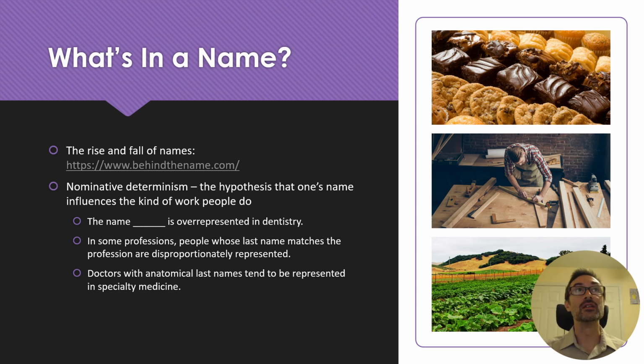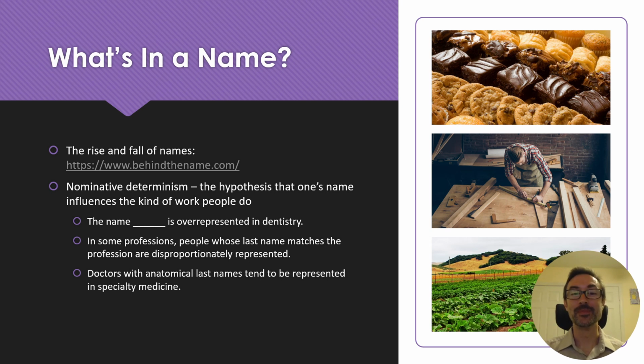There's a phenomenon called nominative determinism, which is the idea that your name influences the type of work that you do. You can see this effect in a lot of professions. It's a small effect, to be fair, but it's interesting nonetheless. For example, there is one first name in particular that is overrepresented among dentists. There's a masculine and a feminine version of this name. Do you know what it is? Dennis or Denise.